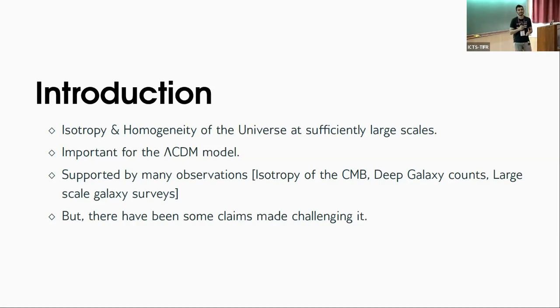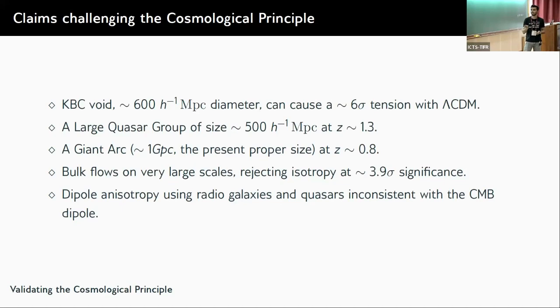But recently there have been some claims made against it. So let's look at them. There's the KBC void, which is a very large void and can cause a 6 sigma tension with the lambda CDM model. There's a large quasar group, which is of a size more than what we would expect in a homogeneous and isotropic universe. There's again a giant arc. There are bulk flows, and there's dipole anisotropy, which is inconsistent with the dipole anisotropy of the CMB.